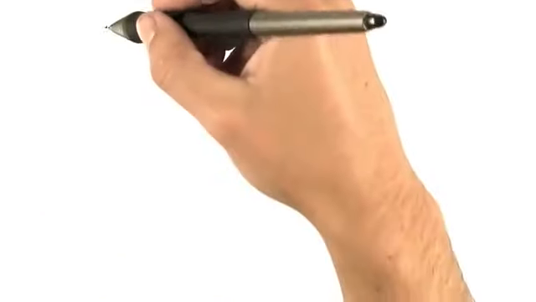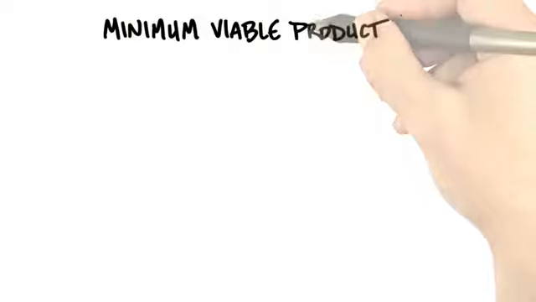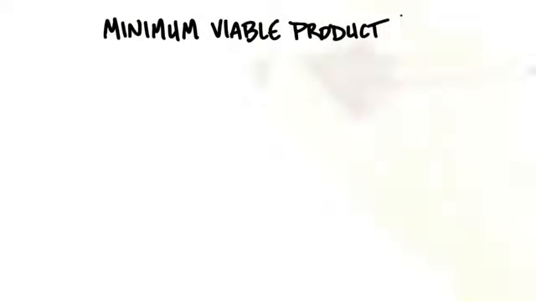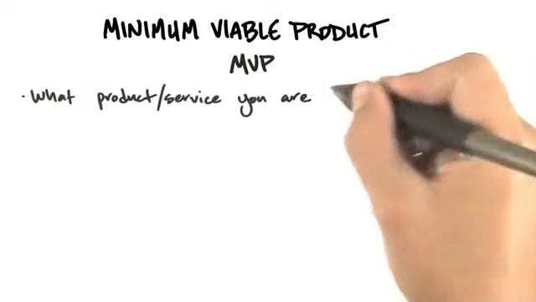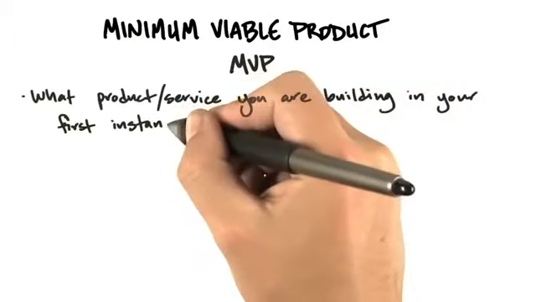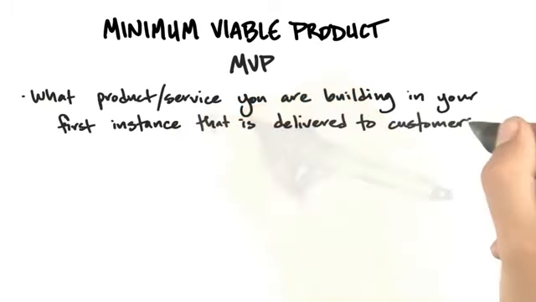Now, why you're doing all this is to define the minimum viable product, sometimes called the MVP for short. The MVP basically is what product or service you're building in your first instance that's delivered to customers. And the MVP is not an alpha or beta. This is a big idea.